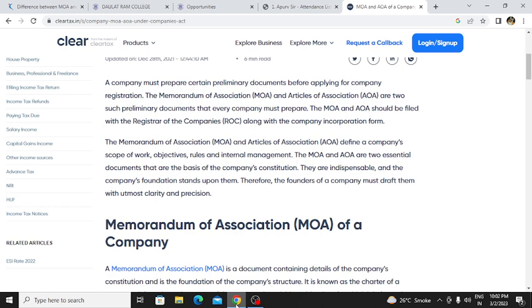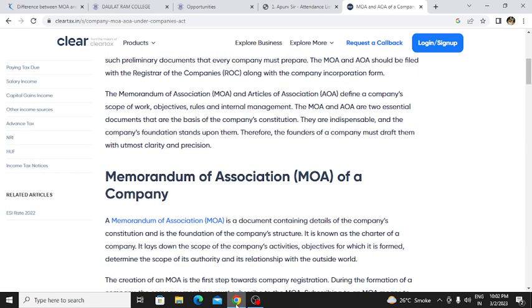MOA and AOA are among them, and every company must prepare them. Every company is mandated to prepare all documents, MOA and AOA, and they should be filed with ROC, right, as I said earlier. So MOA of a company and articles of association. MOA is the memorandum of association. AOA is the articles of association.